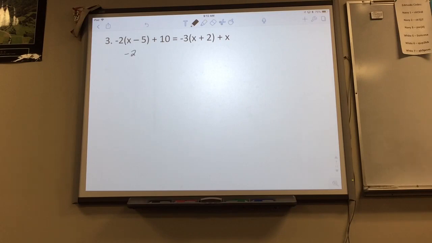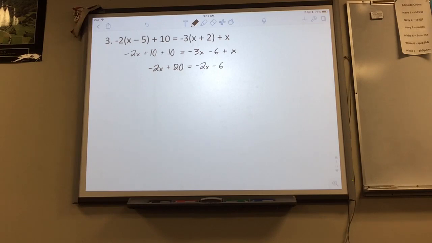Okay, so we know how to do this, so I'm going to run through the actual algebra part of this. So negative 2x plus 10 more equals negative 3x minus 6 plus x. We're going to combine our like terms on each side. So I already have 1x, so that's just negative 2x. Then we're going to add our numbers together, so plus 20. I'm going to combine my x's over here on the right, so that's negative 2x. A 0 can't be negative.